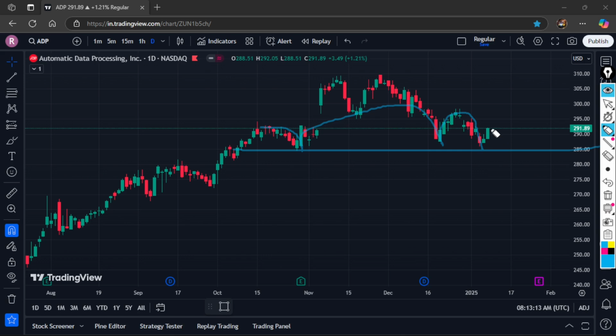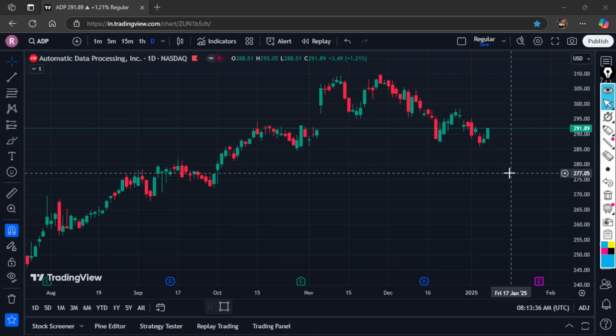So if it opens flat and goes upside, then I am not interested in buying. But if it opens gap down and tries to go downside, then I am interested in selling rather than buying, because this area is not so strong for me. So if it comes down, then I'm interested in the selling side. I will be looking only for selling side trades, not buying side trades, in ADP.